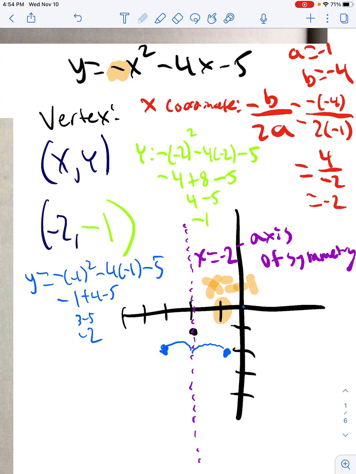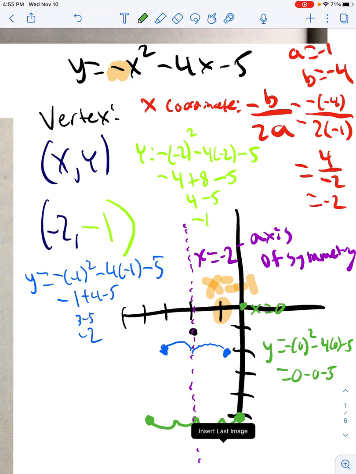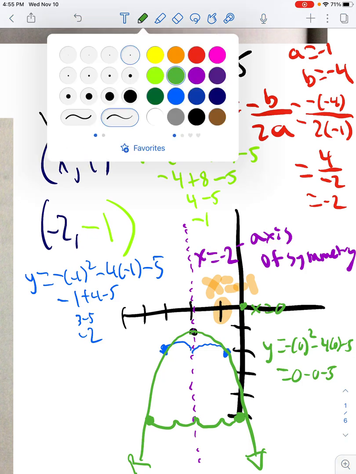So I'm getting close. I know it opens down, and I know that I've got 2, but I need to get at least one more. So I'm going to choose the point x equals 0. And that's going to be real easy to calculate. So again, if we plug it in, y equals negative 0 squared minus 4 times 0 minus 5. 0 minus 0 minus 5. So I see that when x is 0, y is negative 5. And if I have that on the right side, when x is 1, 2, I know that it's going to be mirrored on the other side because that is how an axis of symmetry works. So I have now graphed 5 points on my graph.